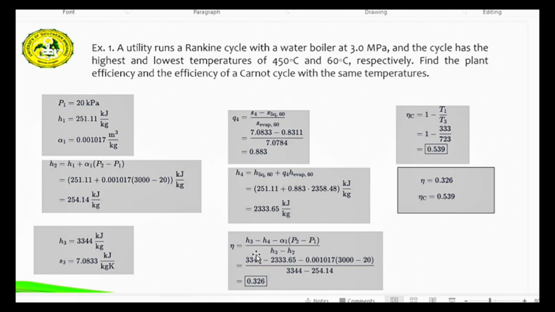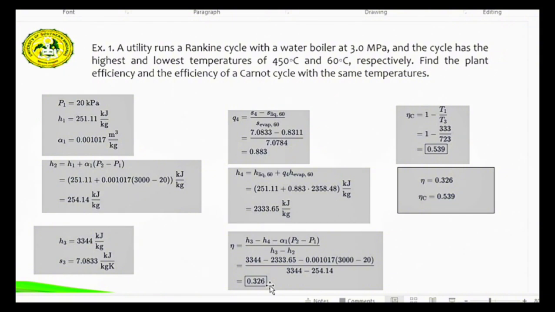To find the efficiency of the plant, we can determine it directly from the net work output and the heat input. So the enthalpy at state 3 minus the enthalpy at state 4 minus the specific volume of the liquid, multiplied by the pressure at state 2 minus the pressure at state 1, over the enthalpy at state 4 minus the enthalpy at state 2. By plugging in those values from our property table, we get the efficiency of the plant, 0.326 or 32.6%.